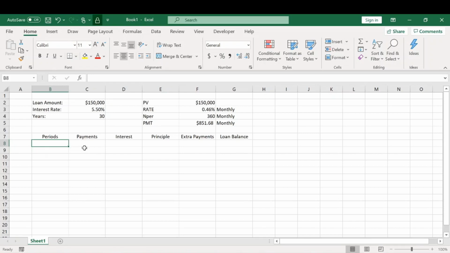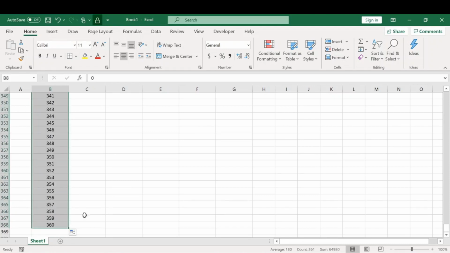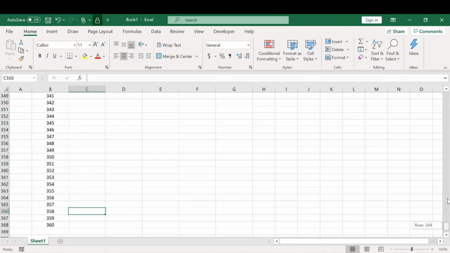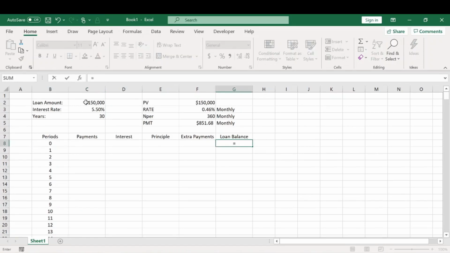For our periods, we'll start with period 0, 1, and we'll just go down to 360. So we'll have 360 periods because there are 360 months. Each period will represent 1 month. And our loan balance for period 0 will be $150,000. Obviously, in period 0, we're not going to have any payments or interest or principal quite yet.